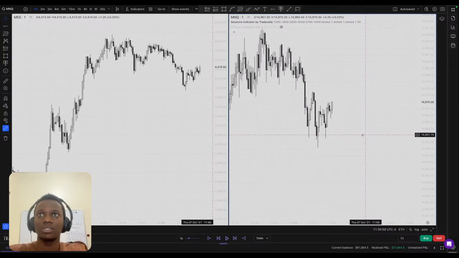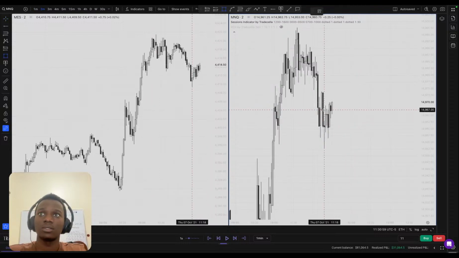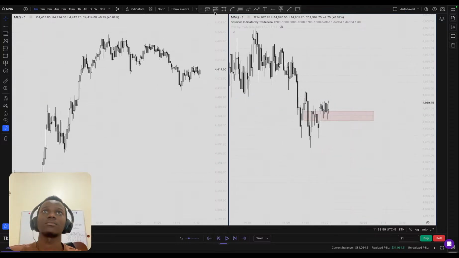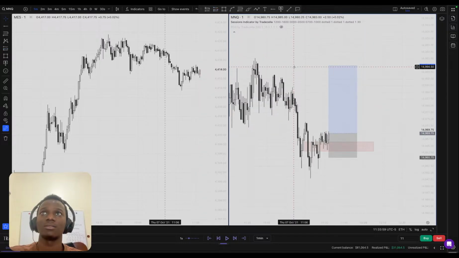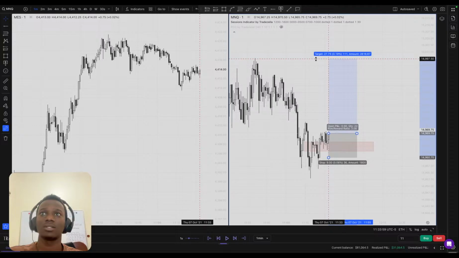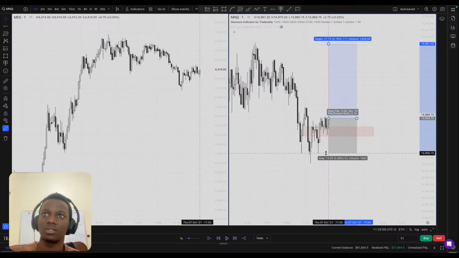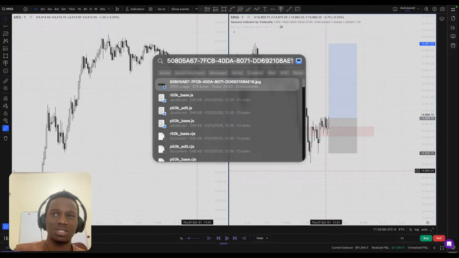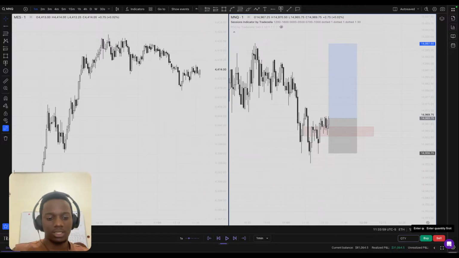Get an inversion here, I think I could long it. 2-minute inversion. I would love to target around this high for 25 points, and my stop at these lows for 13 points. That will be 500 over 26, which will be around 20 micros, or approximately 2 minis.